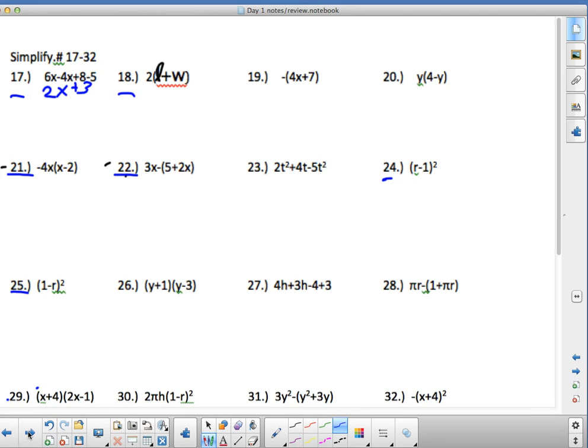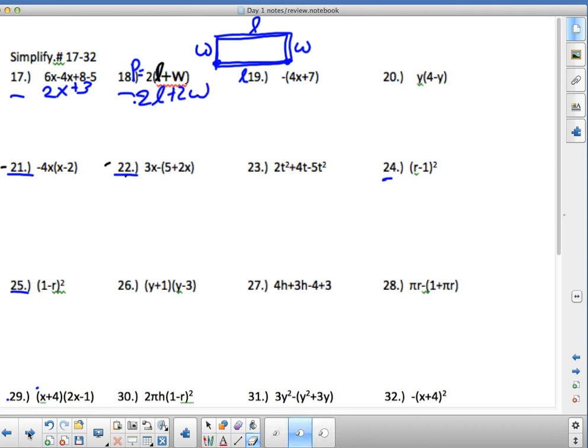18 I want to do because you've seen this hundreds of times. This is the length of the rectangle, this is the width of a rectangle. This problem in 18 is just the perimeter of a rectangle. So remember, this is length plus width, because if I start here, I go length plus width plus length plus width. 2 lengths and 2 widths. So I've got 2 lengths plus 2 widths. And that looks like the subtract sign there, so we'll get rid of that. But that's how we just distribute and combine like terms.